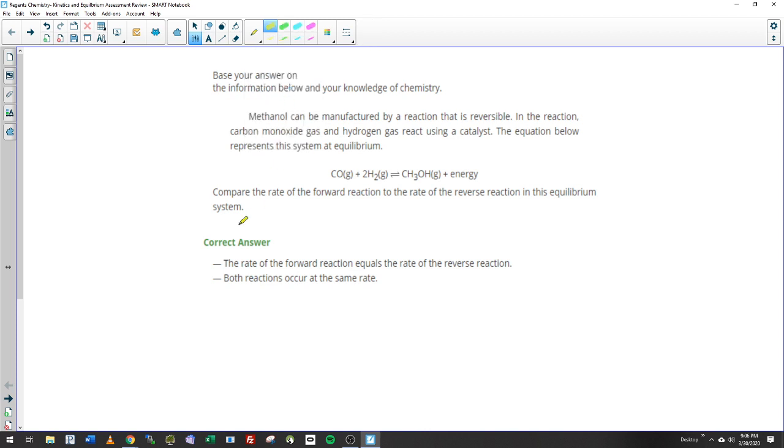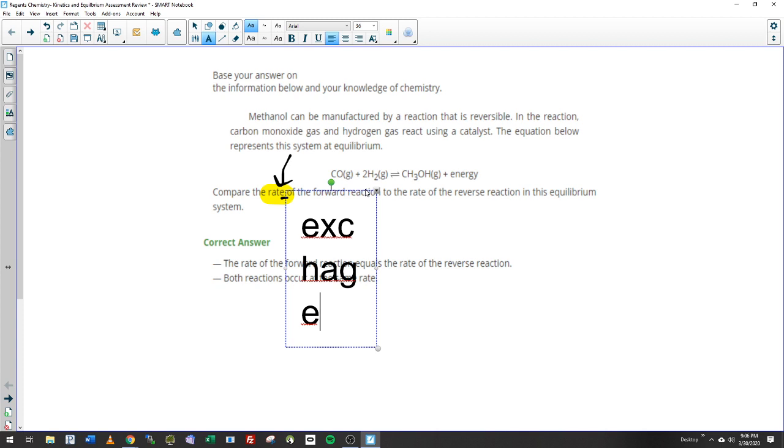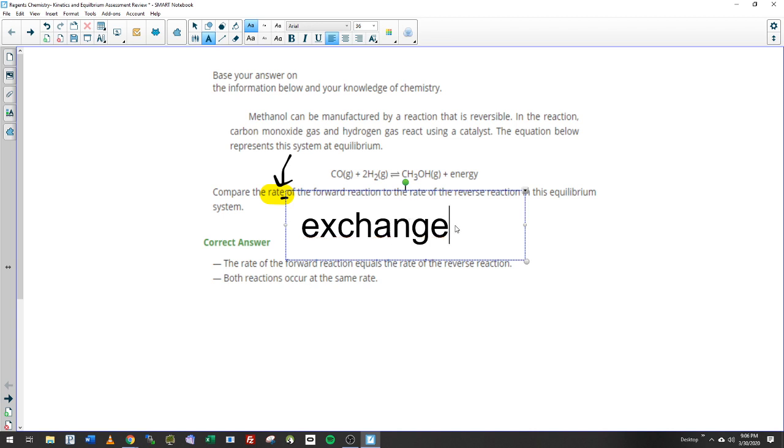If I had to highlight, I would highlight the word rate. Very specifically, the E in rate is what I'm looking at. Whenever I see rate, I'm thinking the rate of exchange with an E. Rate of exchange with an E. And I am looking for a very specific word here. I'm looking for the word equal.